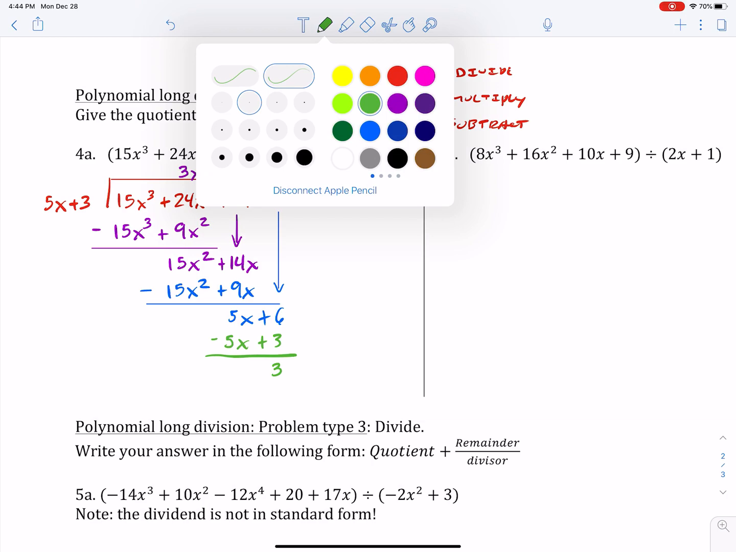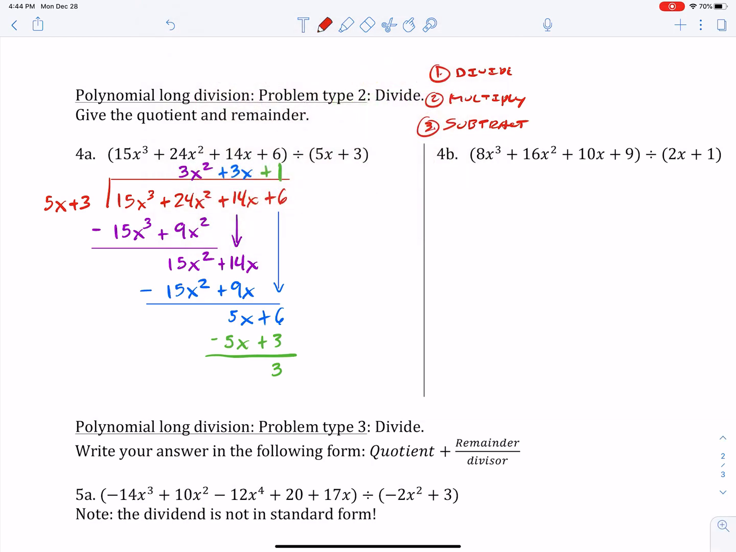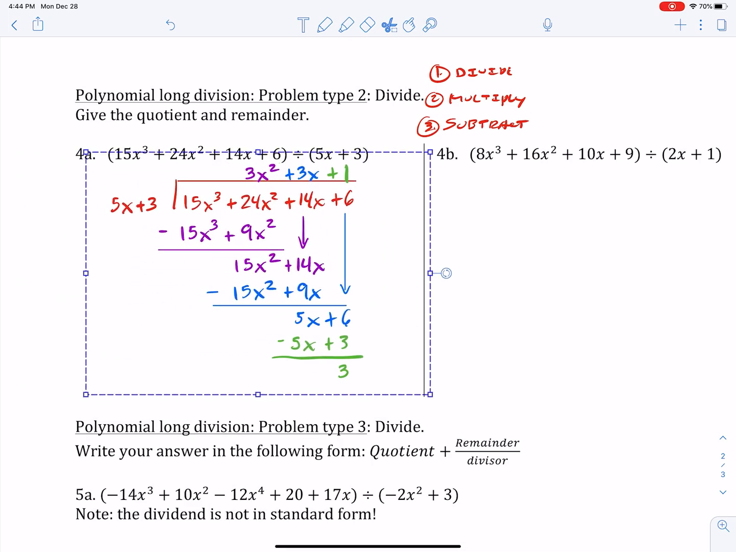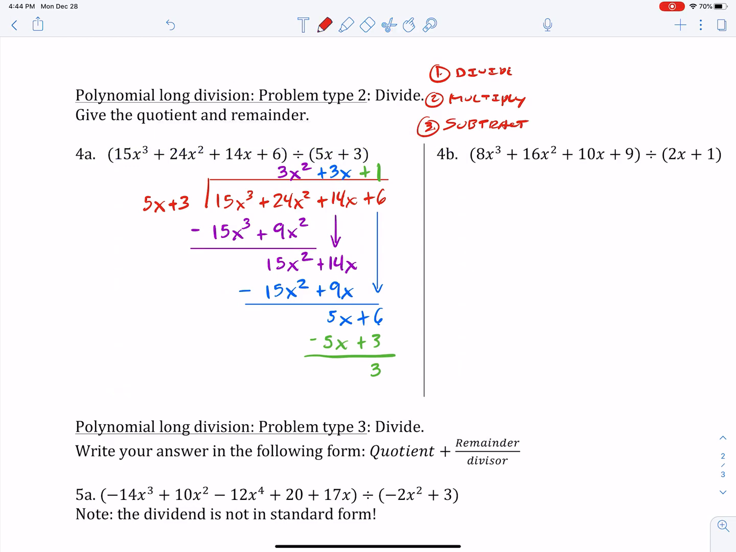So our answer is this, and I'm going to have to move everything over just to make some room. Our answer is that our quotient, and then we're going to have our remainder below it. Our quotient is our 3x squared plus 3x plus 1. And then our remainder is 3. Okay.